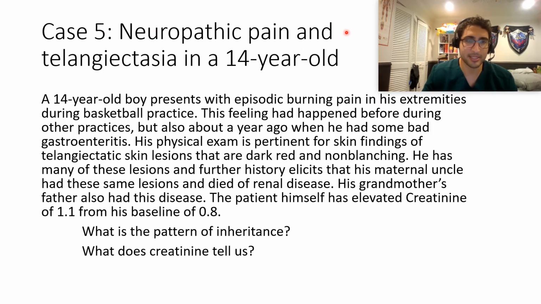So neuropathic pain and telangiectasia in a 14-year-old. A 14-year-old boy presents with episodic burning pain in his extremities during basketball practice. This feeling happened before during other practices, but also about a year ago when he had some bad gastroenteritis. His physical exam is pertinent for skin findings of telangiectatic skin lesions that are dark red and non-blanching. He has had many of these lesions, and further history elicits that his maternal uncle had these same lesions and died of renal disease. His grandmother's father also had this disease. The patient himself has elevated creatinine of 1.1 from his baseline of 0.8.